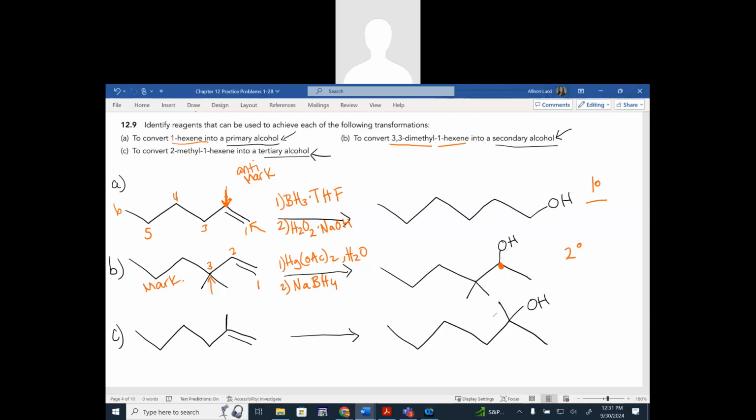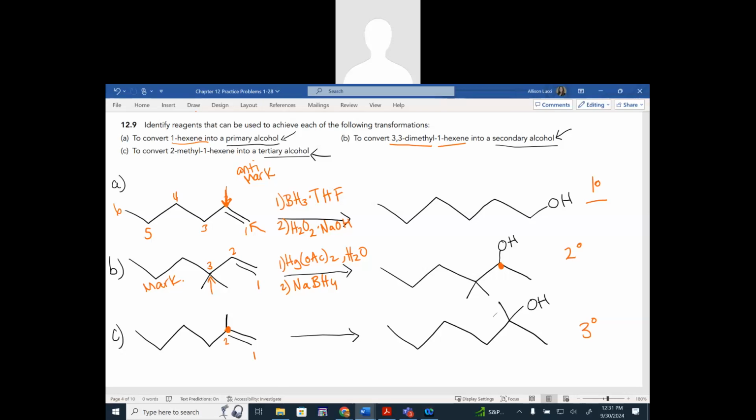And that brings us to our last structure. So we have 2-methyl. So we see at our carbon 2, on our hexene, we have our 2-methyl-1-hexene. And in this scenario, we want to generate a tertiary alcohol. So the only site that would generate that would be if we installed our OH group, where I put that dot above our carbon 2.